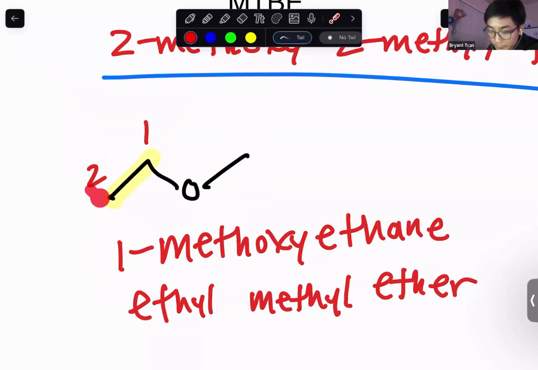But if we had a longer parent chain, like butane, pentane, hexane, then we would have to put the number because it does matter where we put the OR group, right? 1, 2, or 3. But in this case, 1 is optional. Okay.